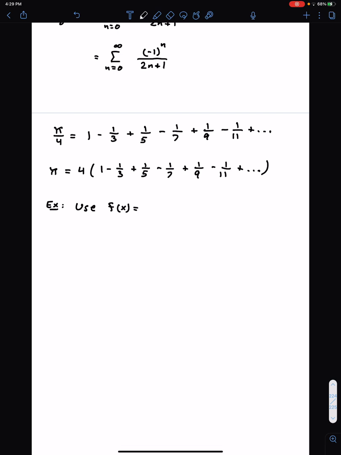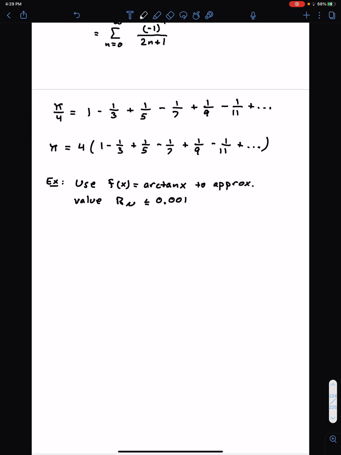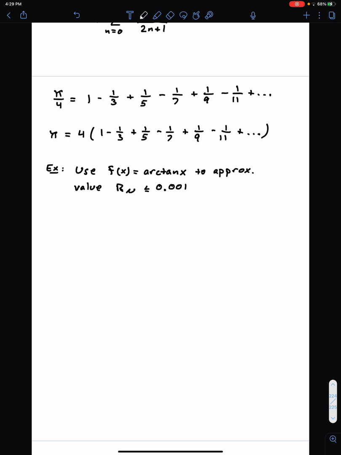Use the function f of x equals arctangent of x to approximate the value, where r sub n is less than or equal to 0.001. So I want the error to be less than 0.001 is what this is saying.